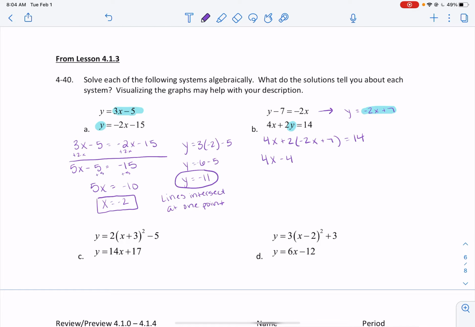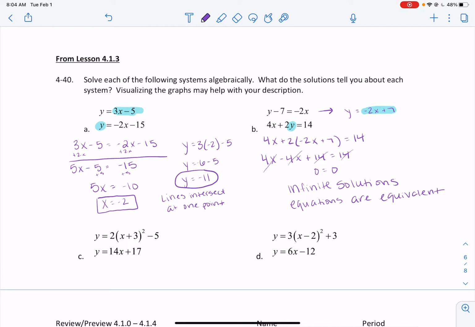4x minus 4x plus 14. Oh, interesting. So if I minus the 14 here, they go away, and 4x minus 4x is 0. So we have 0 equals 0, which you're going to see means that there are infinite solutions. Go ahead and type it into Desmos and take a look, because they're the same line. The equations are equivalent.